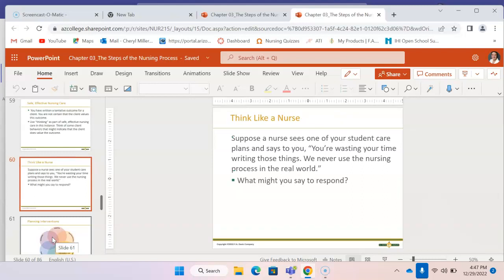So suppose a nurse sees one of your students' care plans and says, "You're wasting your time writing those things. We never use those in the real world." What would you say? Because I guarantee you they would. But we do. We do use these in the real world. They may not see them the same way as an experienced nurse, but they do, and it helps me with learning.